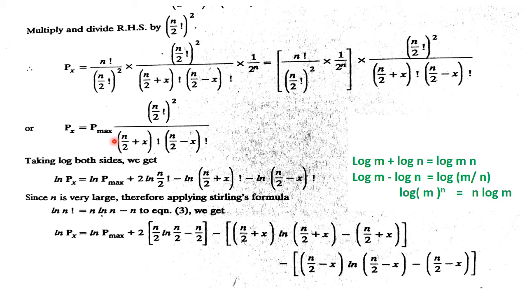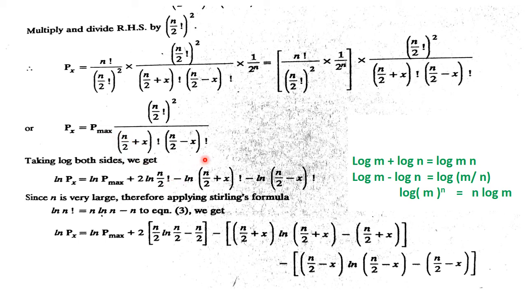How does it come? See, when we apply logarithm on this, we'll get log of p maximum, because the log of a multiplication, if we have log of m into n, can always be written as log m plus log n. That is why here it was log p maximum plus log of (n upon 2 factorial) square. Now it is log of n upon 2 factorial raised to the power 2. Again, log of m raised to the power n can be written as n log m. That is why it is written as 2 log n upon 2 factorial.